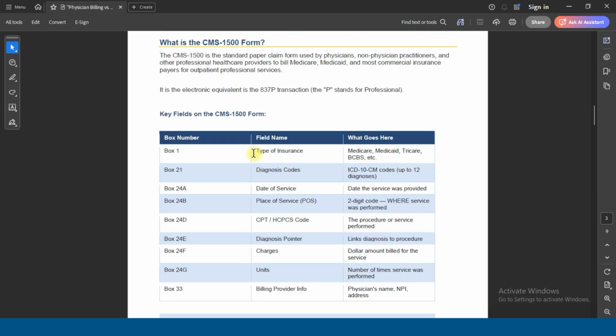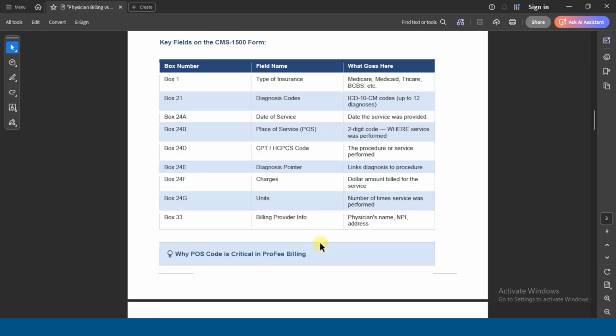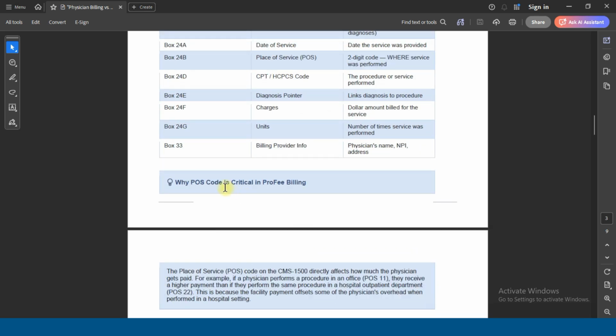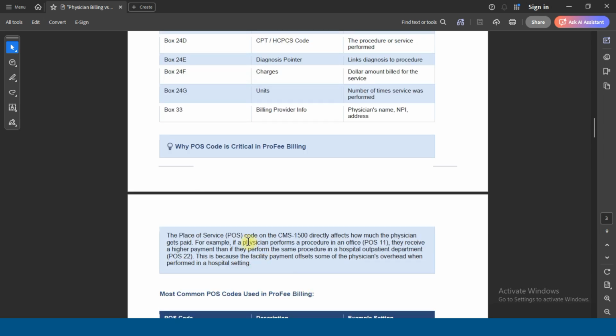So these are the columns you will observe in the CMS 1500 form, which we will use for physician billing. Next, why is the POS code critical in professional billing? The place of service code on the CMS 1500 directly affects how much the physician gets paid. For example, if a physician performs a procedure in an office, where office POS is 11, they receive a higher payment than if they perform the same procedure in a hospital outpatient department.